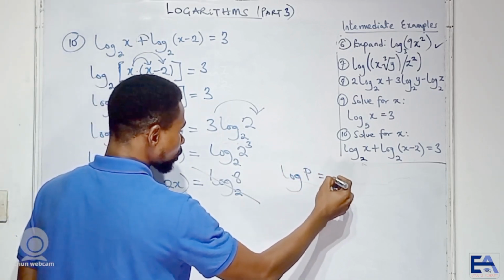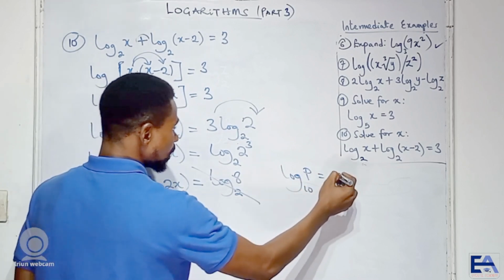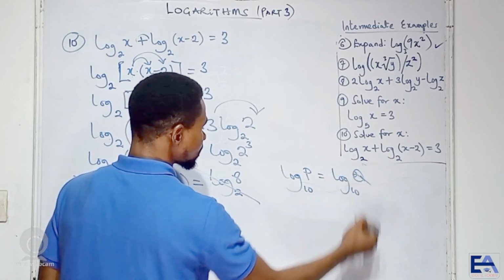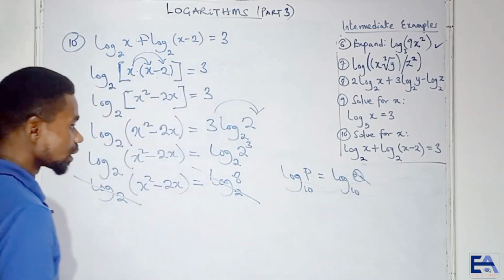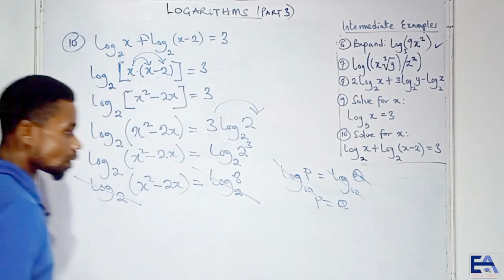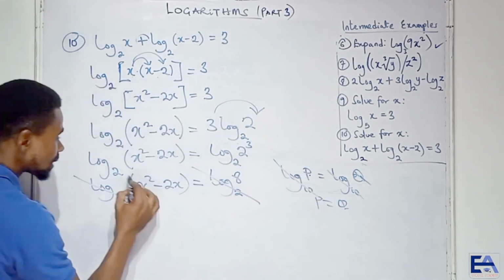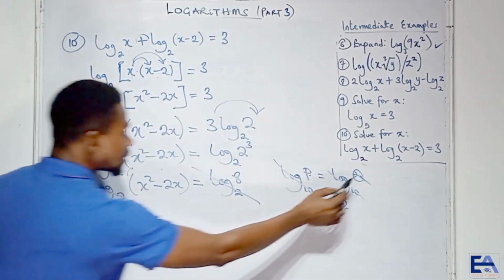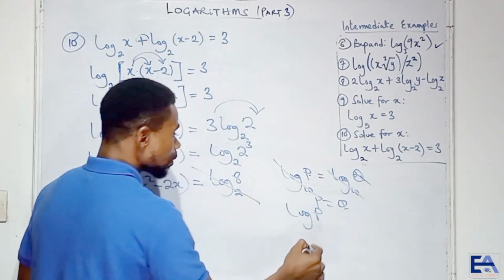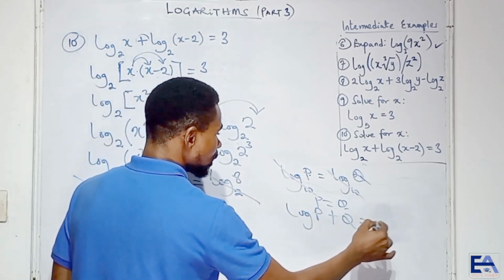It just looks like you said log p to base 10 is equal to log q to base 10. And since the two of them are equal, you can cancel out the logs and say p is equal to q. All right?